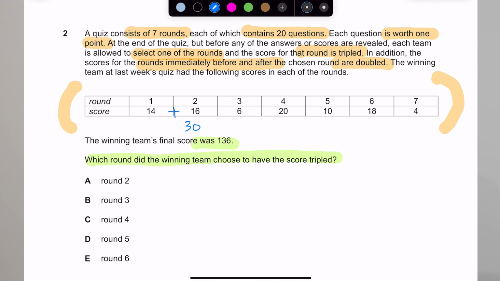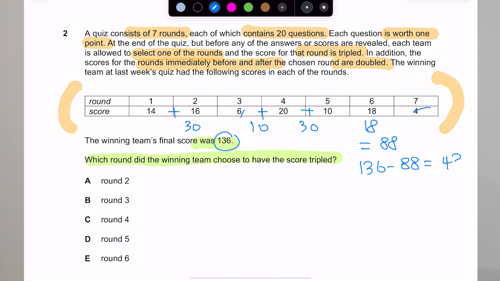So that'll be 14 plus 16, 30 plus 6 plus 20 plus 10 plus 18 plus 4. So what we're left with is going to be 88, and the final score was 136. So the difference here is the result of the tripling, essentially. So if we take the difference, then it is going to be 48. So we're looking for basically that by tripling one score and doubling 2, we've somehow got to the number 48.